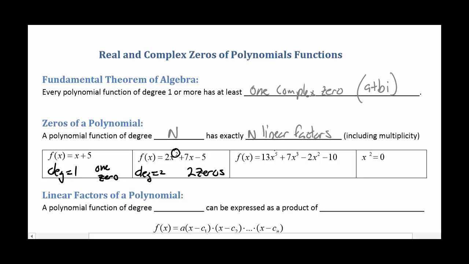And the next one, what's the degree of 13x to the 5th plus 7x cubed minus 2x squared minus 10? Again, look at the highest degree. Since it's degree 5, there should be 5 zeros for our function. And the very last one, x squared equals 0. Since it's degree 2, there should be 2 zeros of some type, and again they might be repeated, so they might have a multiplicity.